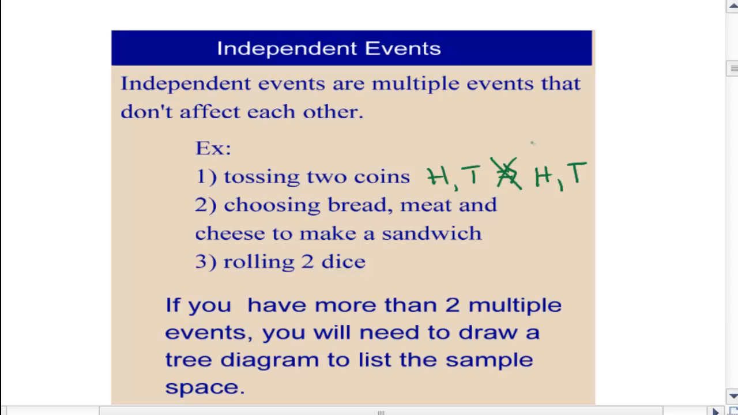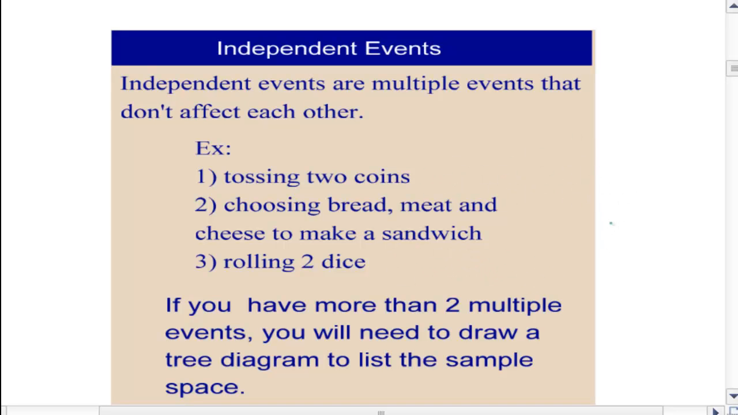If I was to choose bread, meat, and cheese to make a sandwich, choosing the bread does not affect how much meat is left, and choosing the meat does not affect how much cheese is left. If I was to roll two dice, whatever I get on the first die, say 1, 2, 3, 4, 5, or 6, it doesn't matter. I still have all the options, as outcomes, on the second die.